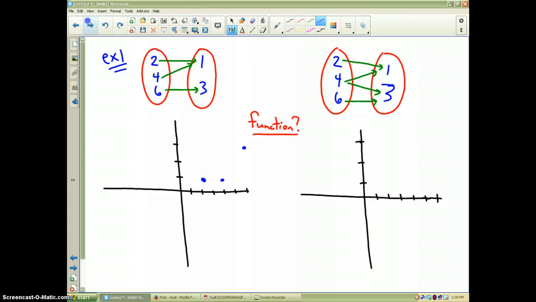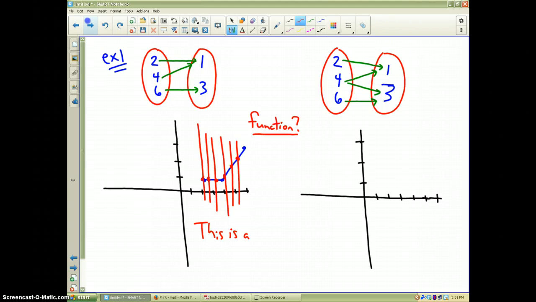Now, this is an example of a function. And the reason why, and how I can tell, is because if I draw vertical lines through that graph, they all only touch the graph in one spot. So this is a function.